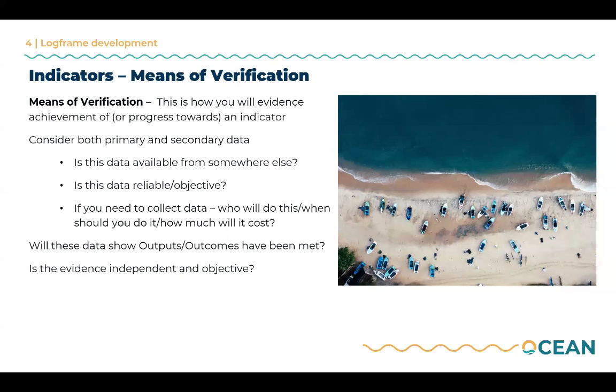And the means of verification. So that's that evidence that you've achieved the indicator. Just think about the data sources here. Consider whether primary data or secondary data is going to be used. Is it available from somewhere else, so you don't need to budget for that? Is that data going to be reliable and objective enough for your needs? And if you need to collect data, who's going to do it? How much is it going to cost? And think about integrating that into your budget. And most of all, you need to make sure that that data is going to show that your outputs and your outcome have been met.